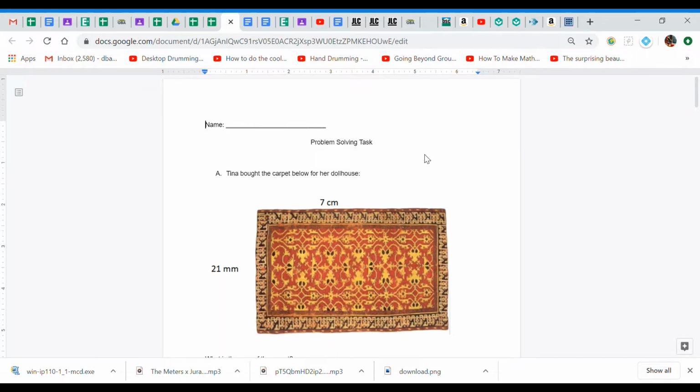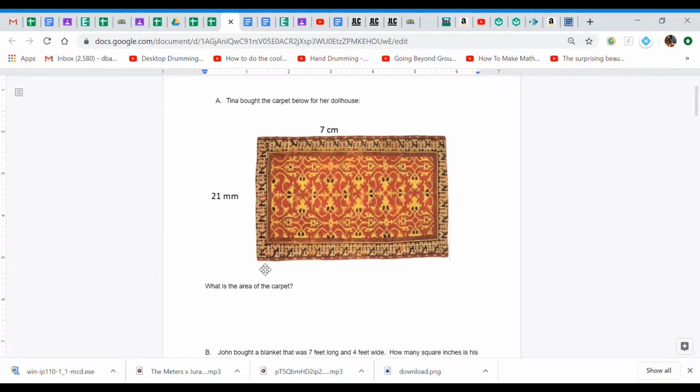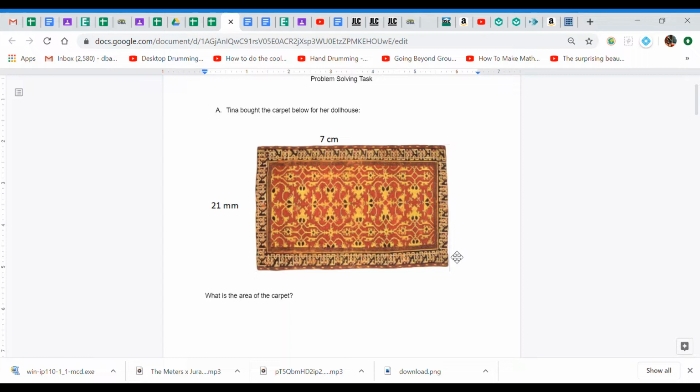All right, we see our problem solving task here. Not a lot of writing to get through. We're gonna get started right away. It says, Tina bought the apartment below for her dollhouse. We had our carpet here, and the question is pretty simple. What is the area of the carpet? So take some time right now, stop the video, try to solve the problem. Go.